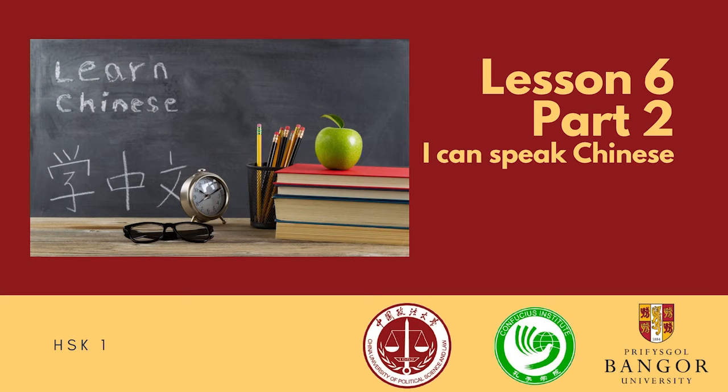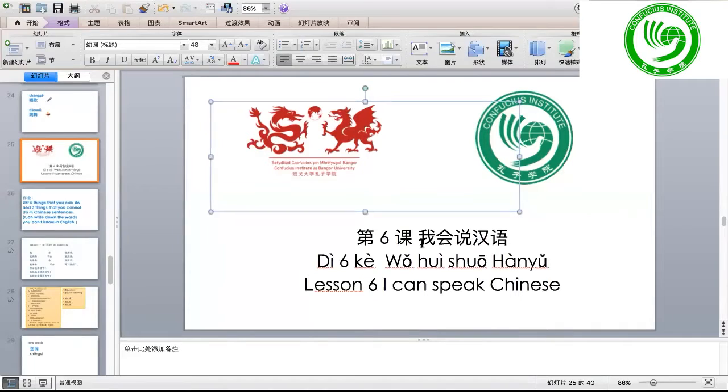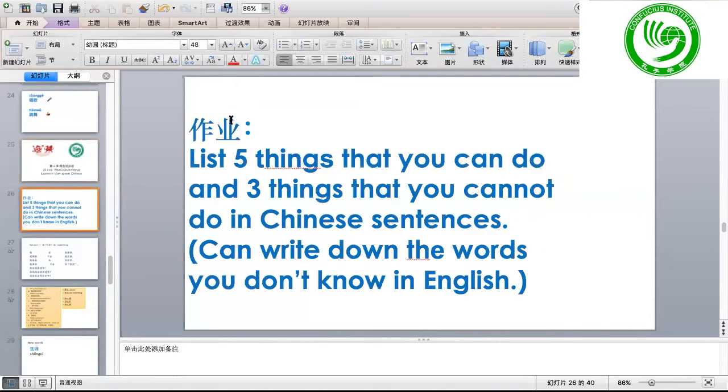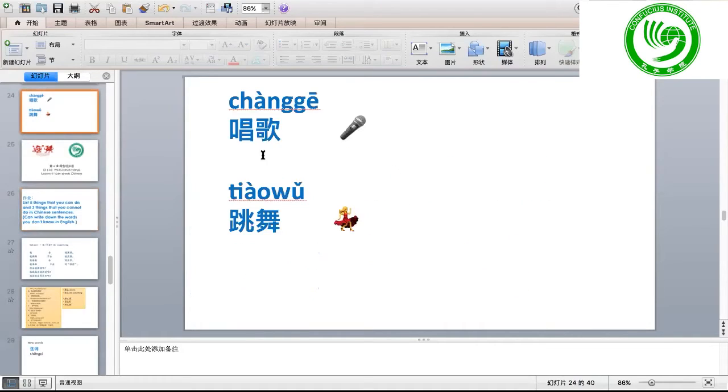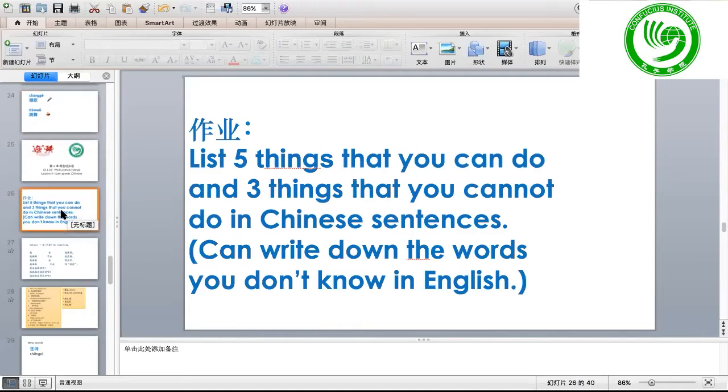同学们，你们好！今天我们继续学习第6课。我会说汉语。我会说汉语。作业 homework 作业。So list the 5 things that you can do and 3 things that you cannot do in Chinese sentences. 石老师，石老师会说汉语。石老师会说英语。石老师不会说法语。石老师不会唱歌。石老师不会跳舞。Okay, could you please open your notebook and let me know what that you can do and the things that you cannot do, please?